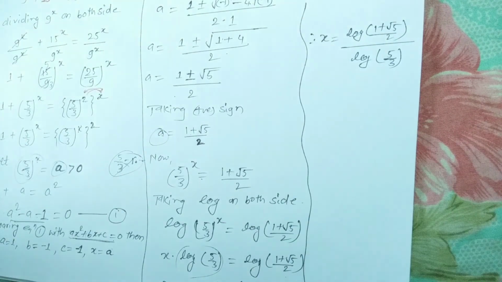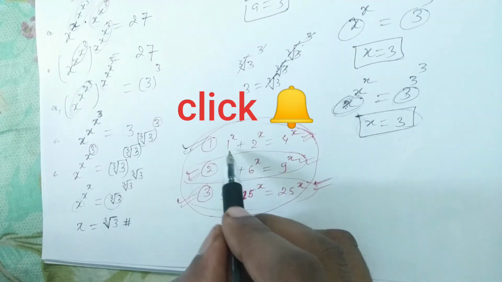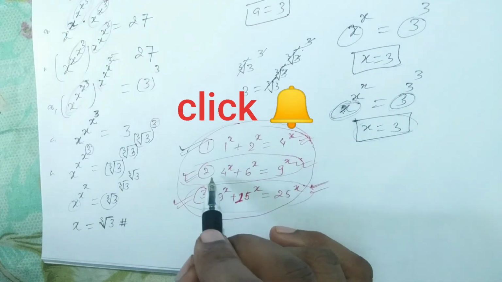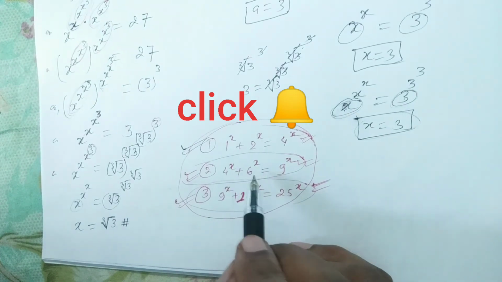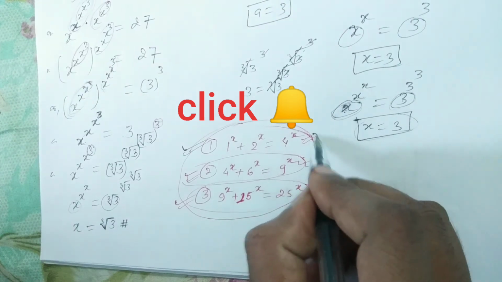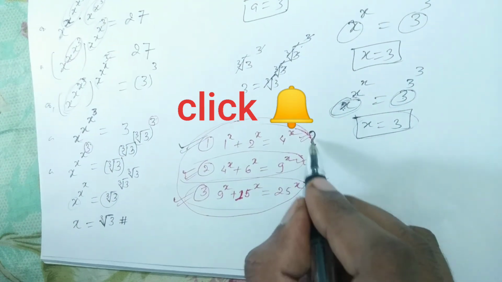In this way we can solve these questions, and I hope that the remaining two questions you can solve yourself. The first question is 1 raised to power x plus 2 raised to power x is equal to 4 raised to power x. And the next question is 4 raised to power x plus 6 raised to power x is equal to 9 raised to power x. I hope you guys can easily solve these two questions.